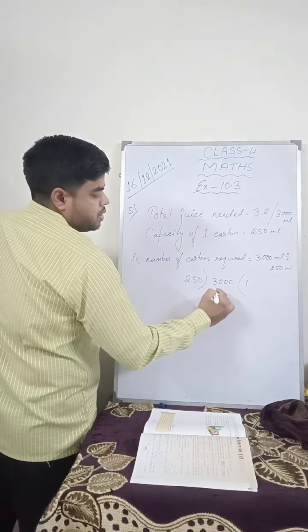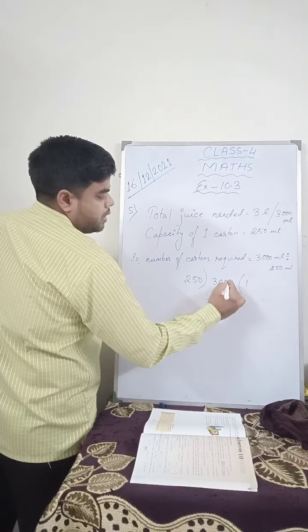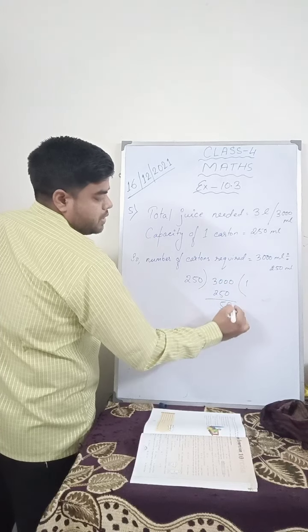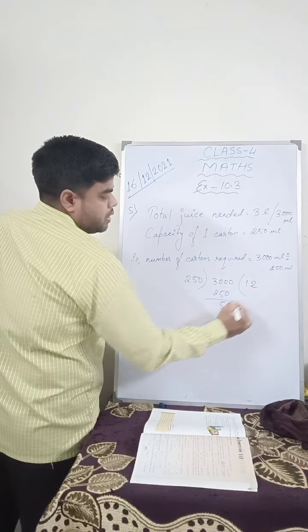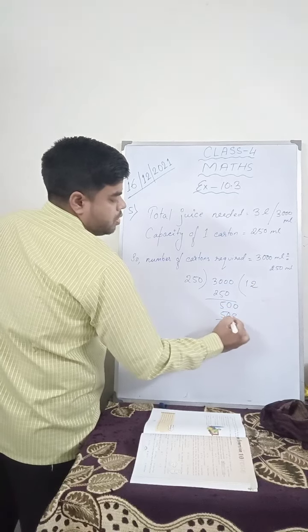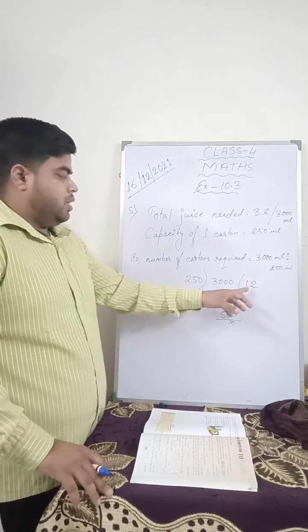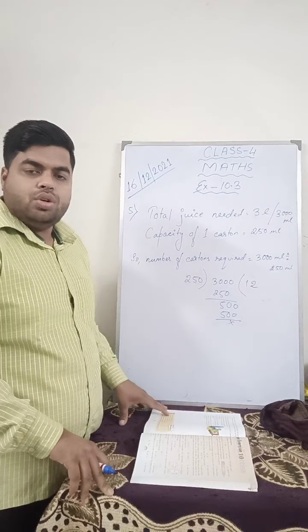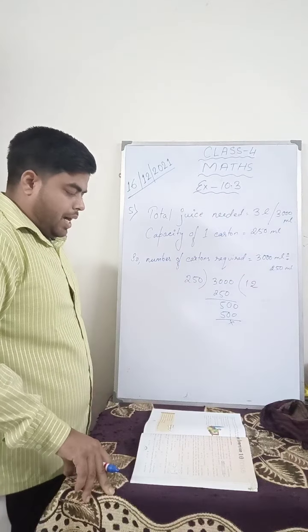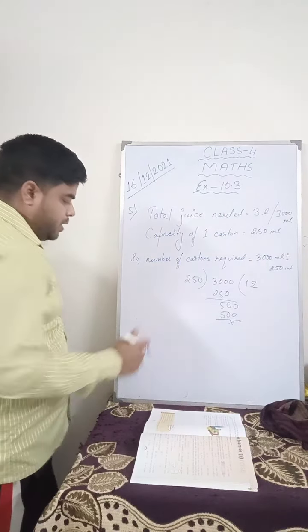Now let us divide here. Two 5s are 10, 0, 5. 0 comes down. 25 twos are 50. So how many cartons? She needs 12 cartons to fulfill her birthday party. How many cartons should she buy for her birthday party?